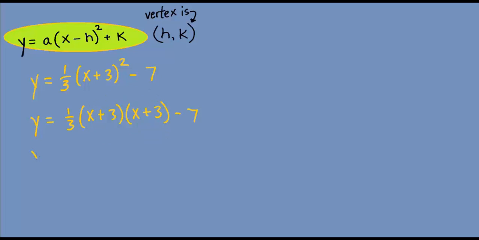Okay, so if we do that multiplication out, we're going to get x times x is x squared. x times 3 is 3x.